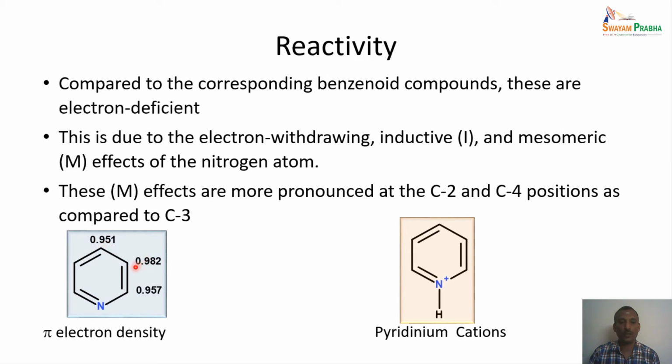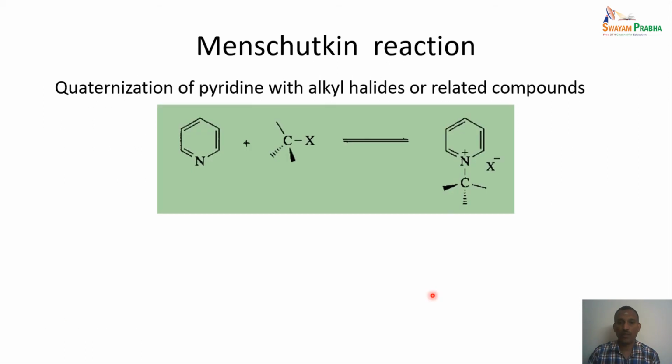Whereas the third carbon, this is 1, 2, 3, 4. So the 4 position and the 2 position are more electron deficient, whereas the 3 position is comparatively electron rich. This is responsible for the varied reactivity that we see for pyridine derivatives, and the pyridinium cation is also shown here. Pyridine being basic can abstract a proton and form the pyridinium cation.